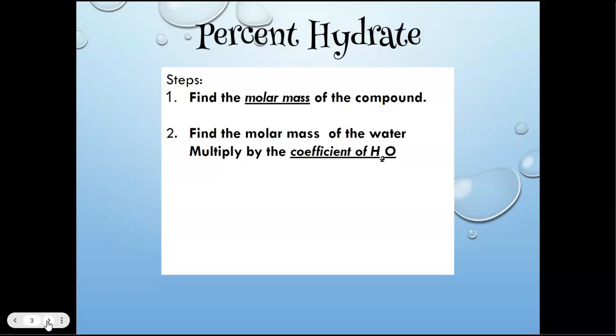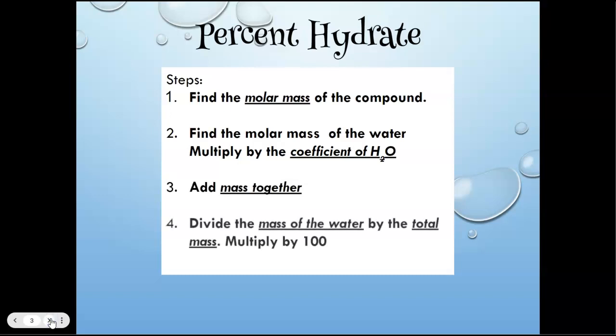So water is right around 18, right? Because oxygen is 15.999. We can round that to 16. And then each hydrogen is going to be about 1. So 16 plus 2 is going to give us 18. So the molar mass of water is 18, and then we would multiply that by whatever coefficient is there. Then we're going to add those masses together, and we are going to divide the mass of the water by the total mass and multiply by 100.